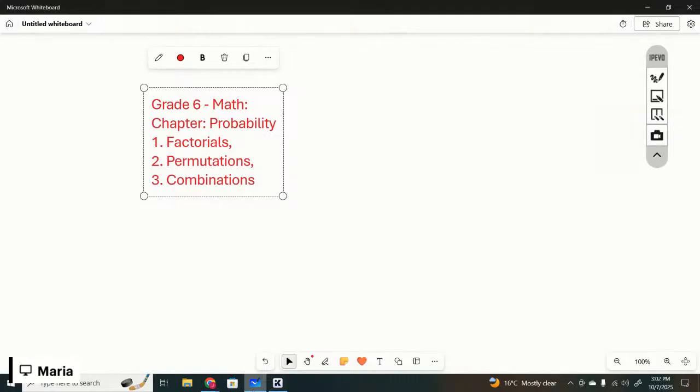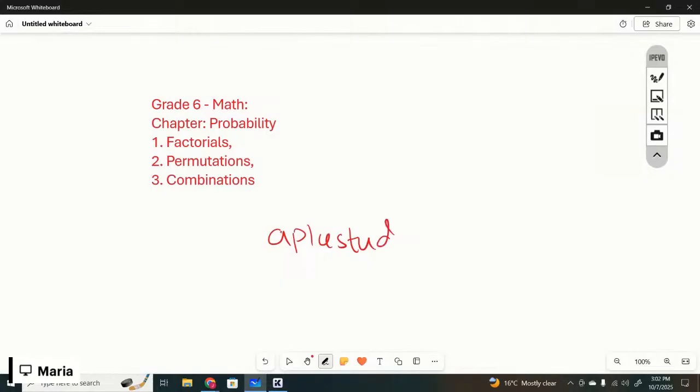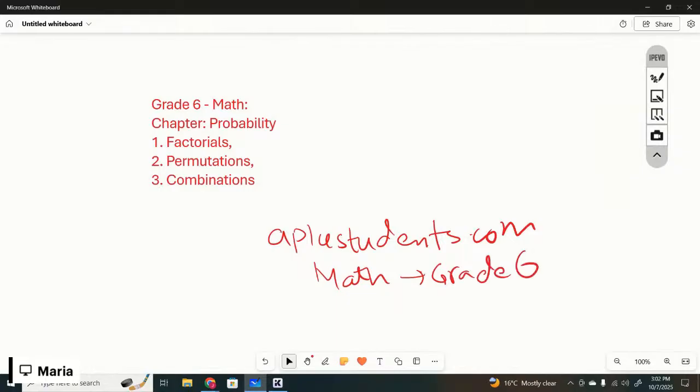We are here for grade 6 math. You can find all the lessons on aplusstudents.com. You have to log in there using your email address, and the password is provided by the administrator. Then you have to select math from the subject tab. Scroll down to grade 6 math and then click on view all lessons.